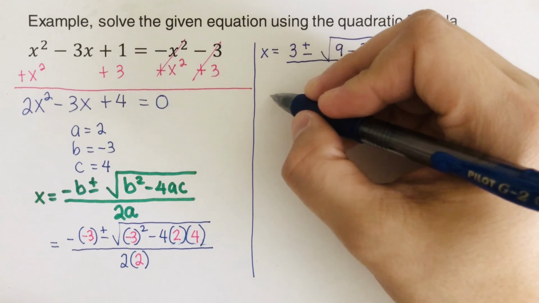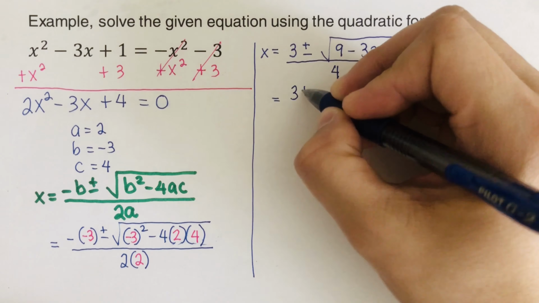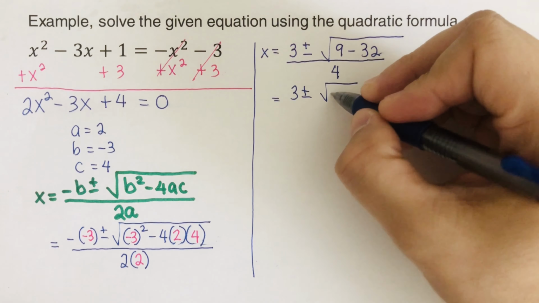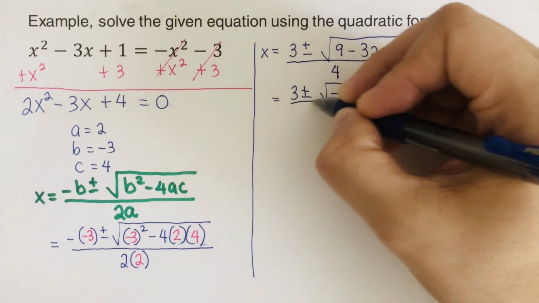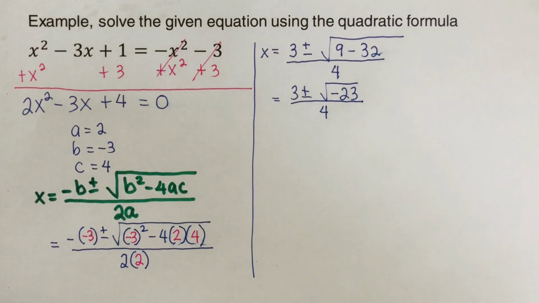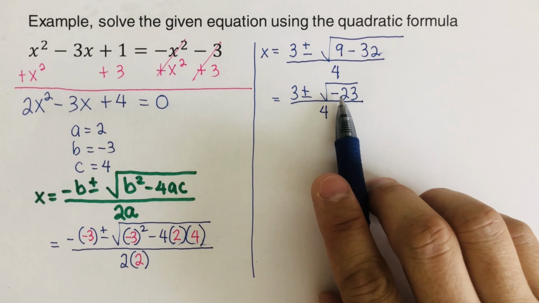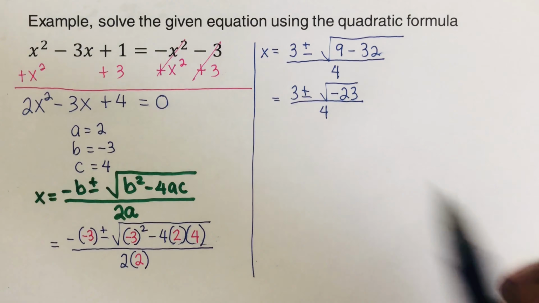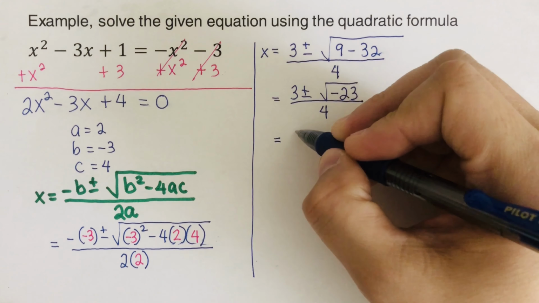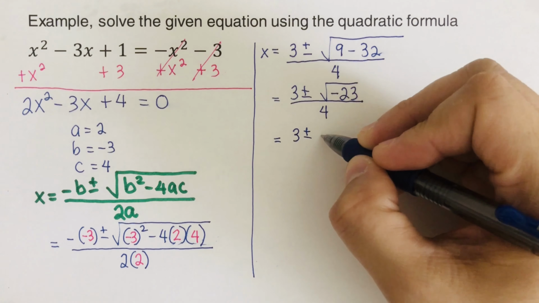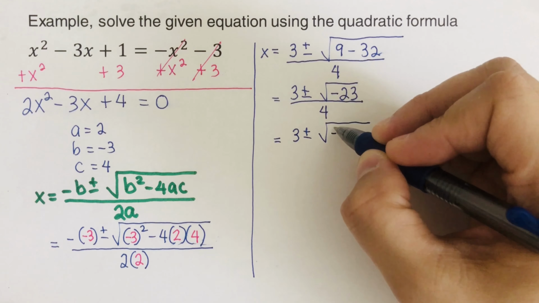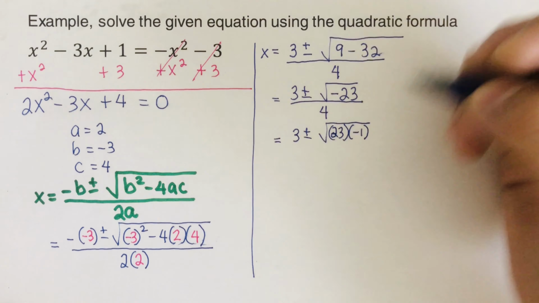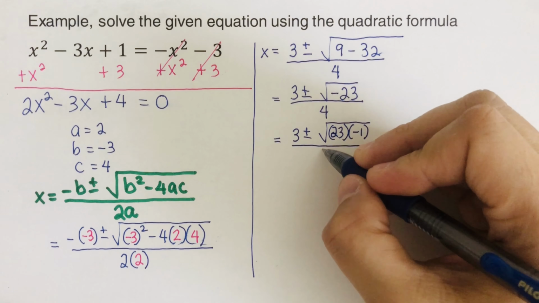So then we can simplify this some more. That would be 3 plus minus square root of 9 minus 32 is negative 23. And that is over 4. So then from here, we remember that whenever we get a negative number inside the square root, we can break it down into this form. So that would be 23 times negative 1. And then that is over 4.